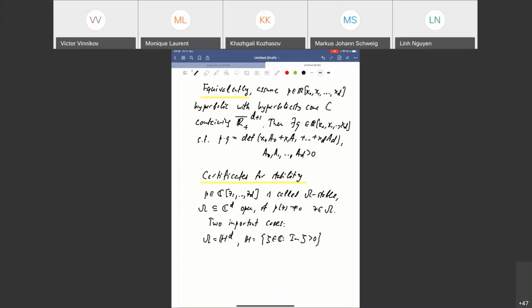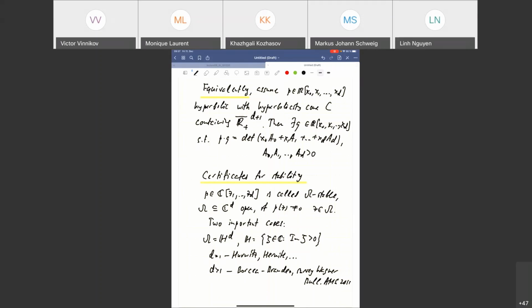And so for the case d equals 1, that's the classical topic which goes back to Hurwitz and Hermite and others. And for d greater than 1, there was also a lot of work, but in particular, there has been a very deep work by Borcea and Brändén. And there is a nice survey by Wagner in the Bulletin in 2011.